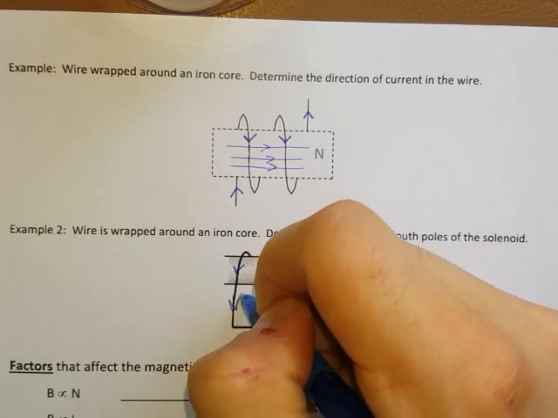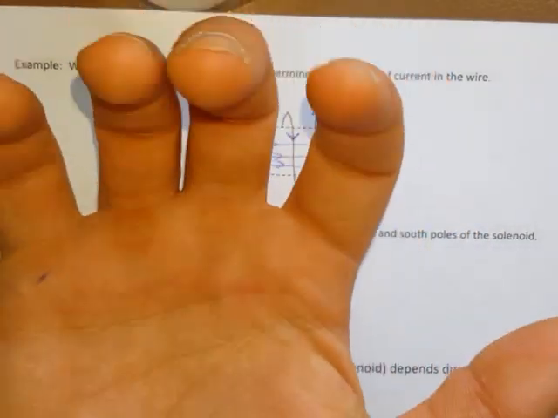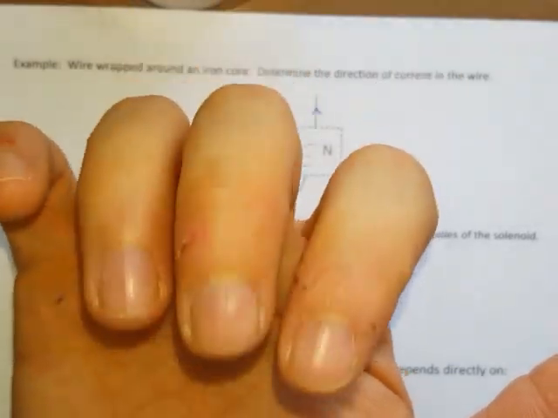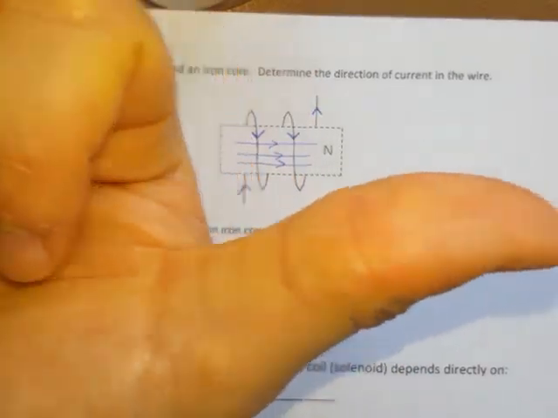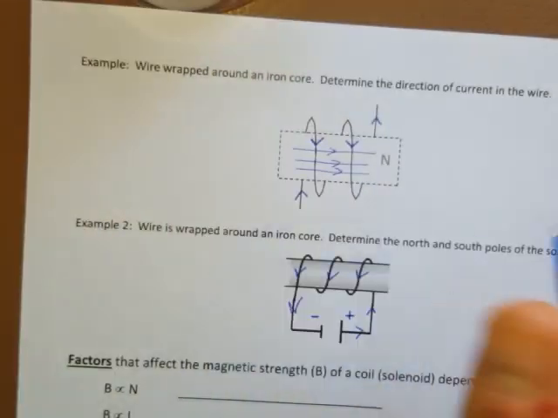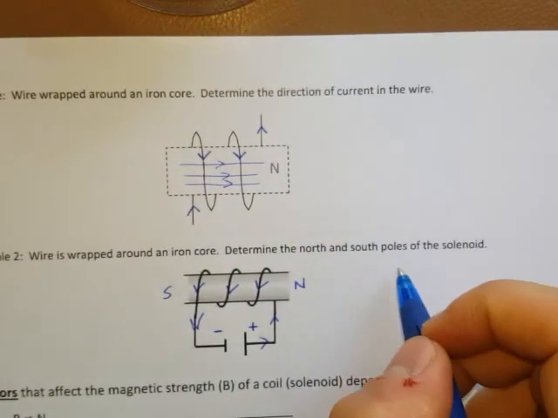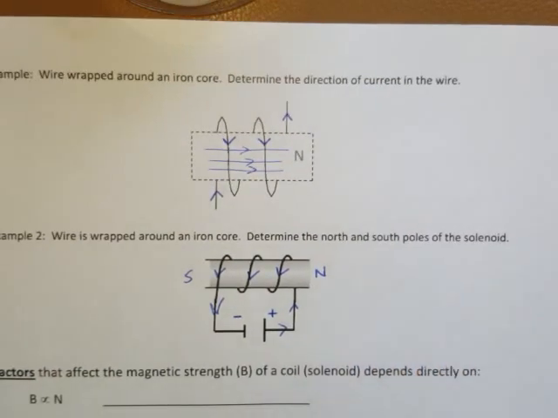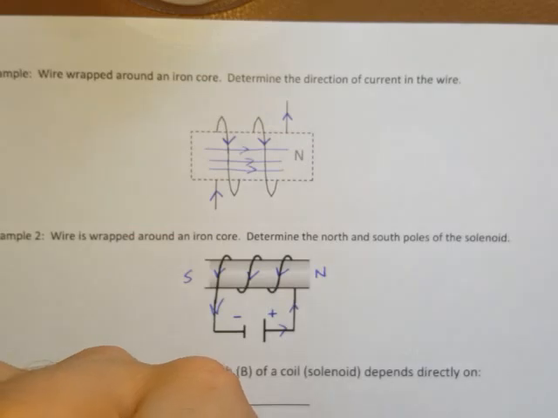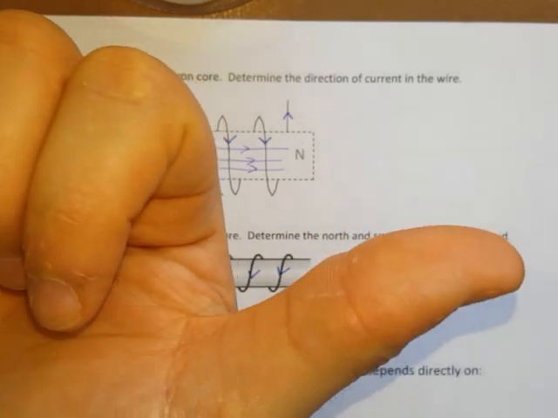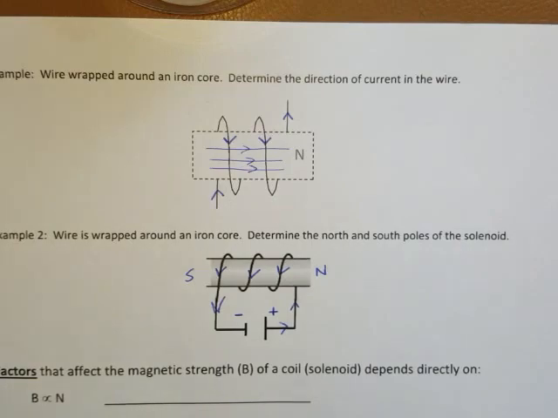Okay, and coming in this way. All right, so again, I have current going downwards this way on my coil. So my thumb points in this direction. This should be the north and south poles of the solenoid. Okay. My fingers wrap in the direction of the current, and my thumb in the direction of the magnetic field.